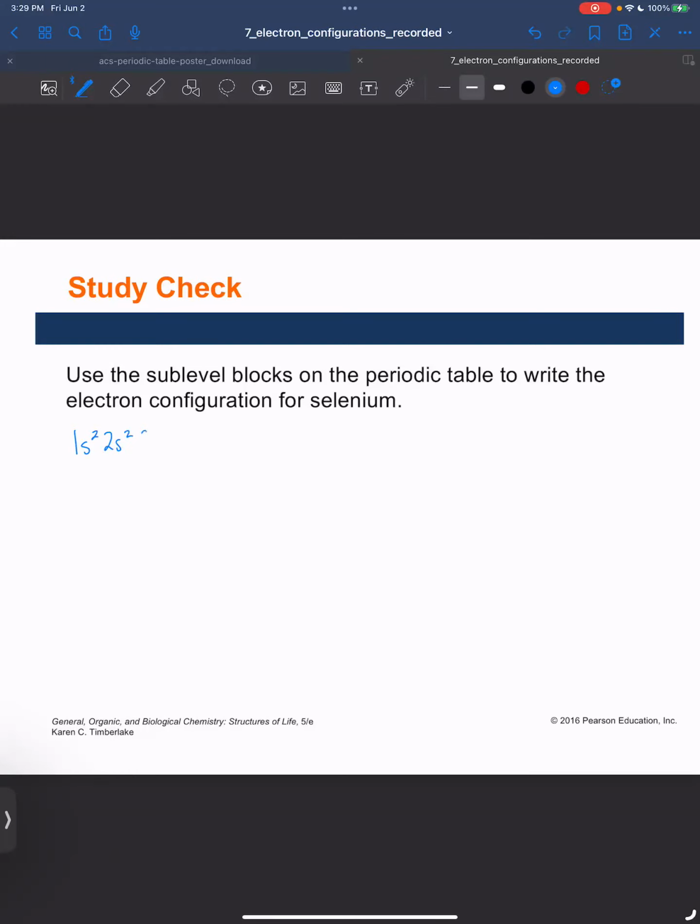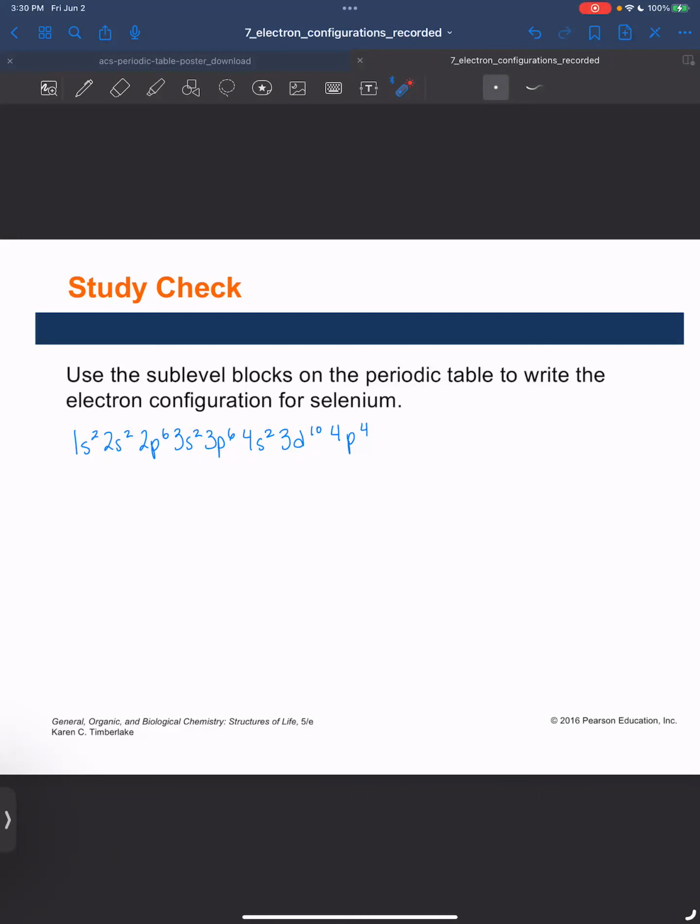So 4p4. So 1s2, 2s2, 2p6, 3s2, 3p6, 4s2, 3d10, 4p4. So that's the long version. And make sure once again that the superscript is the number of electrons. So that's always a superscript, not a subscript. And this should add up to 34 electrons.